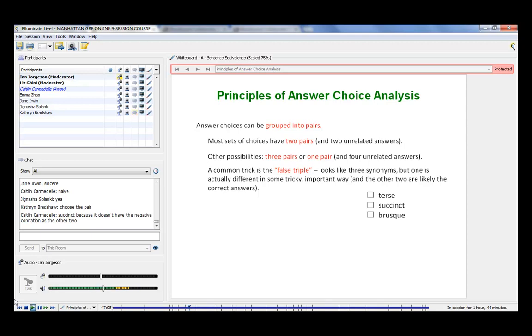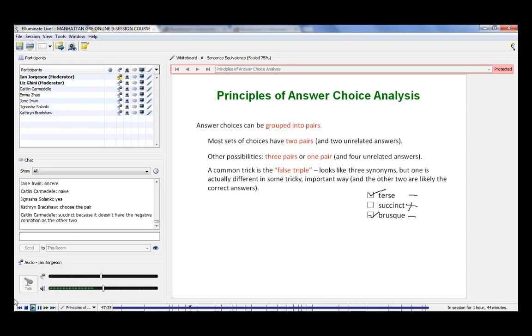Caitlin's got it. That is 100% correct. Terse and brusque go together because they're both negative. Succinct is the odd man out because even though it means the same thing, the connotation is positive. You would never describe someone as succinct and mean it in a negative way. But you would describe in a negative way someone as being terse or brusque.